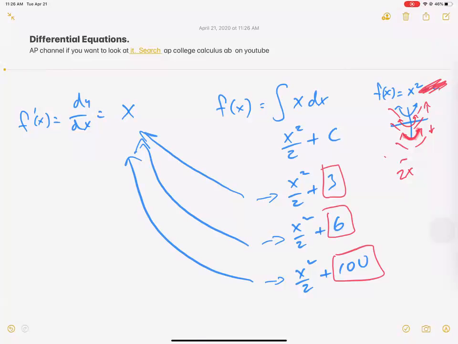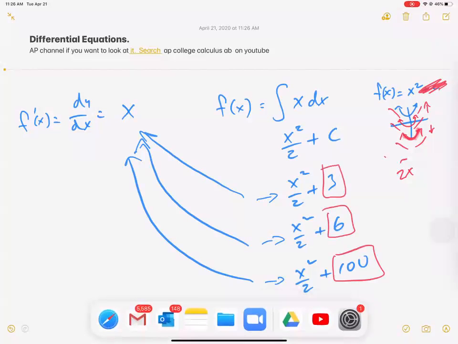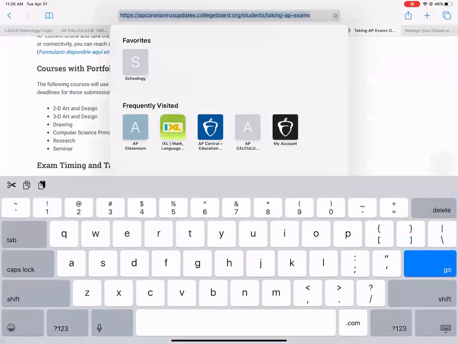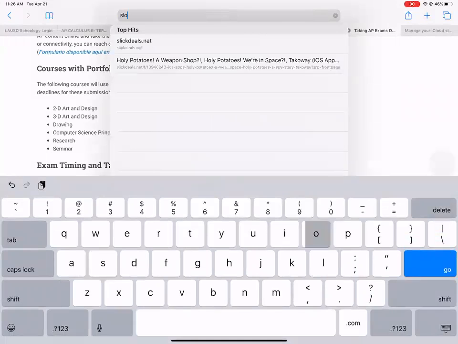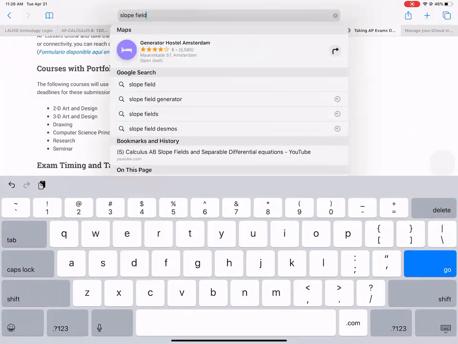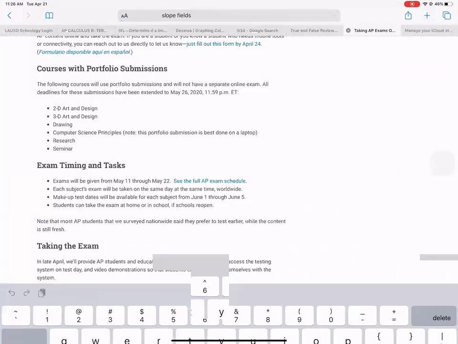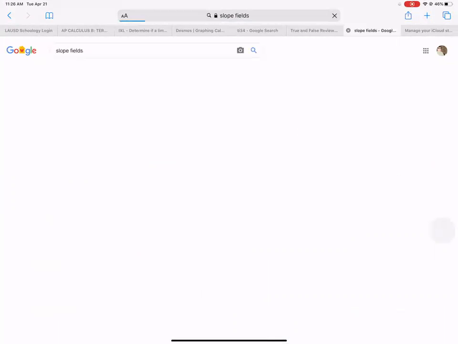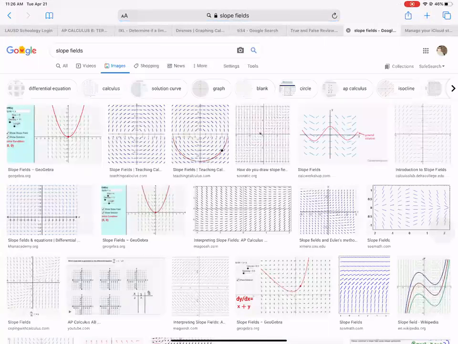Now, why are slope fields kind of interesting? Let's go ahead and just search Google for slope fields. I'm going to go ahead and look at images, and you will see a smorgasbord of examples of what slope fields are.